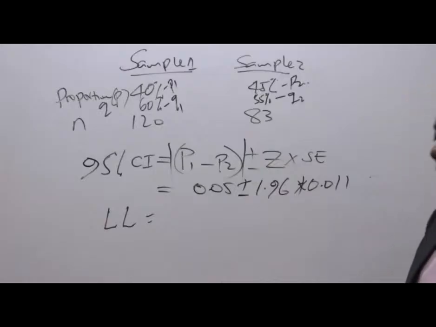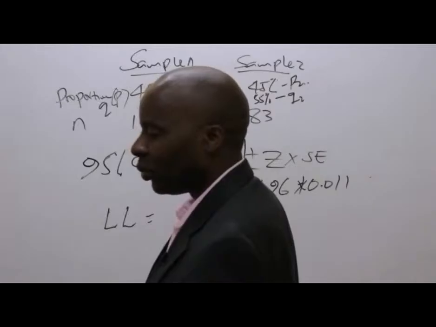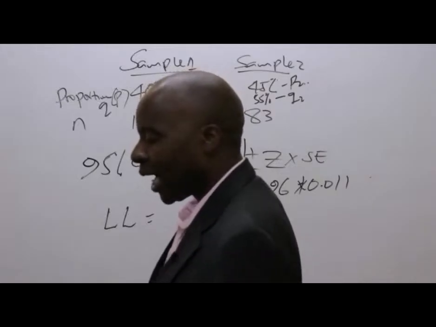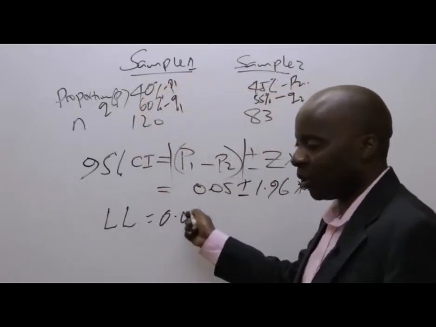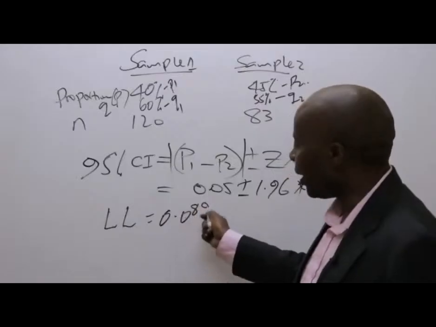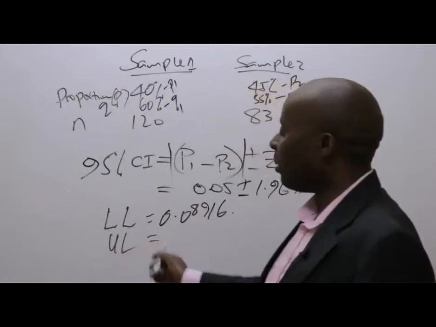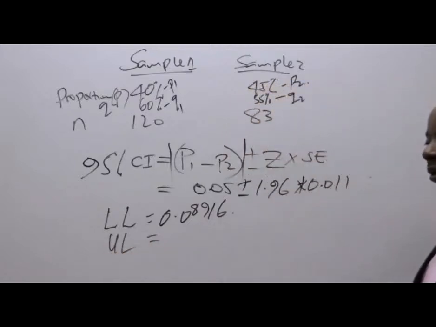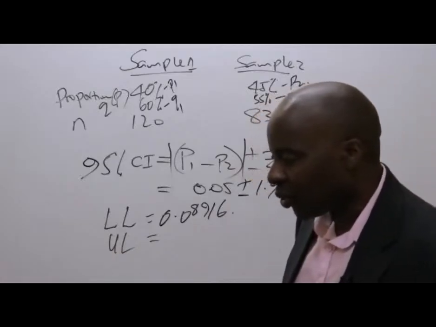So the lower limit, ladies and gentlemen, at the end of the day will give us what figure for the lower limit. CL gives me a lower limit of 0.0816. How about the upper limit? Upper limit I'm being given, it is 0.199.